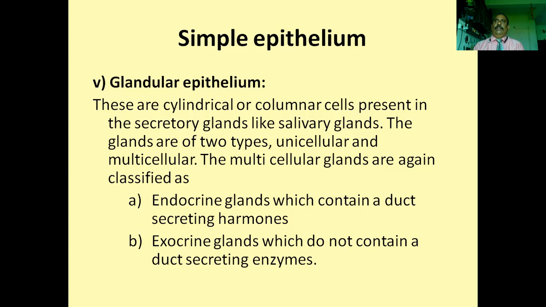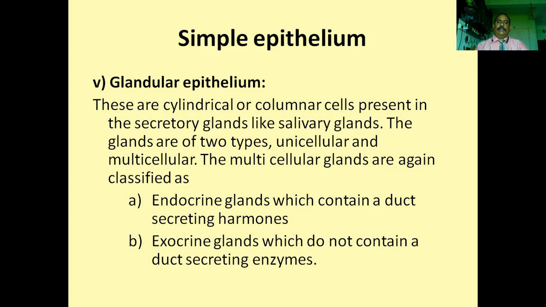In the adrenal gland you have adrenaline, and there are various types of endocrine glands. What they do is secrete the hormones directly into the blood. These hormones enter the blood and go to their target tissues, and they give their response. This is endocrine glands.